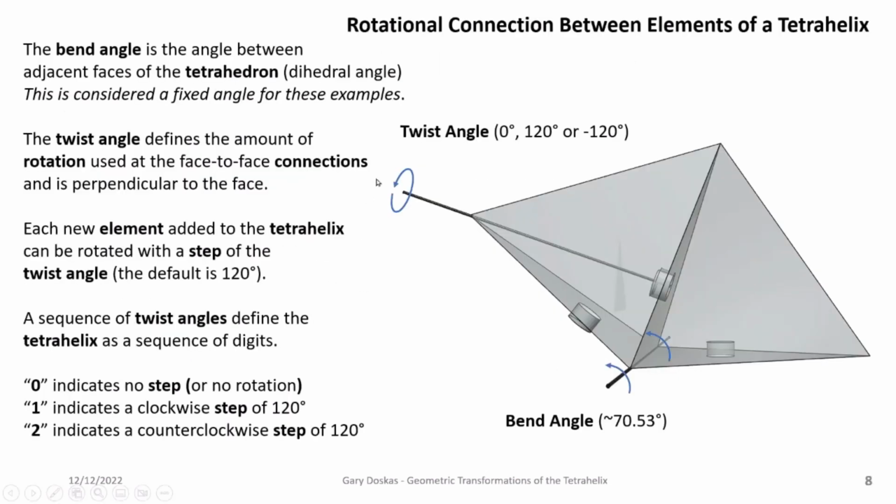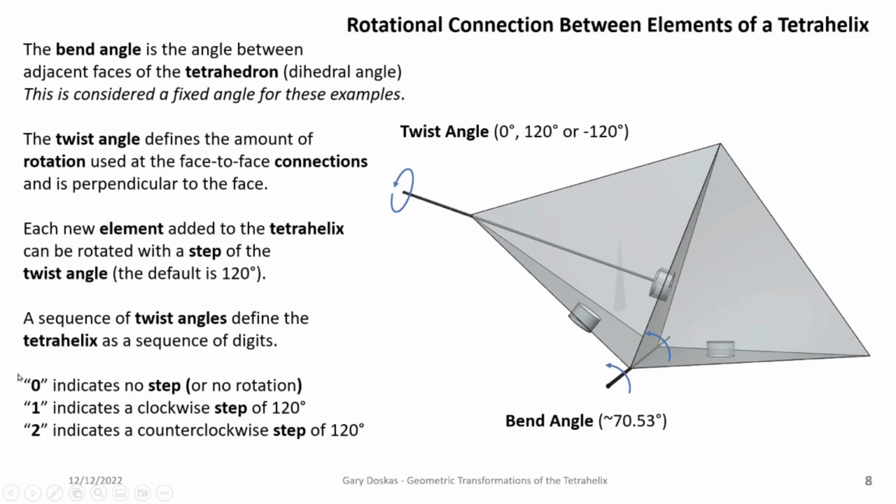So now I'll just describe the basic rotational connection that I use between the elements of a tetrahelix. I'll start with the bend angle, which is the angle between adjacent faces of a tetrahedron, or the dihedral angle. And this is considered fixed in these examples. This can be modified, but it's currently not supported. The twist angle defines the amount of rotation used at each of the face-to-face connections, and it's perpendicular to the output face that it's connected to. And each new element added to the tetrahelix can be rotated with a step of the twist angle, which defaults to 120 for the classical tetrahelix.